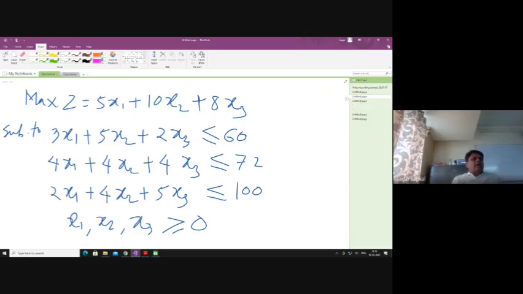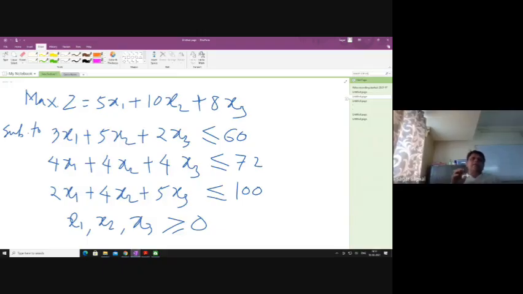Graphical method is having one limitation. What is that limitation? 2D graph, 2 variables, yes. So if at all only two decision variables are there, then and then only we can go for graphical method. If more than two decision variables are there, we can't use graphical method. We have to go for another method, that is simplex method.